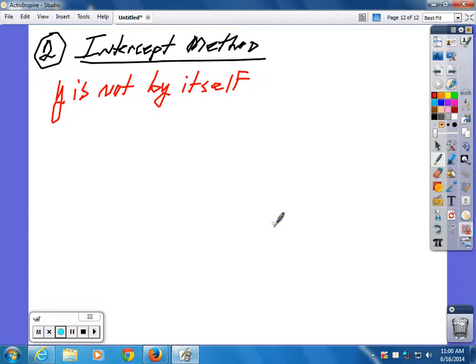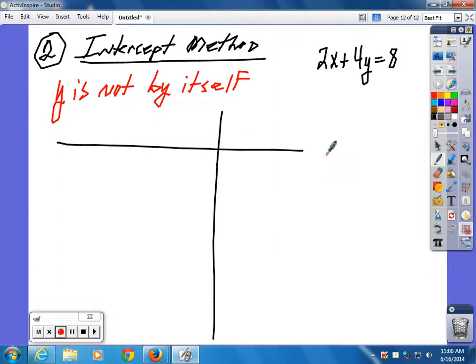What do you do first? Well, let's give you an example first. 2x plus 4y is equal to 8. All right, there's an example of a method 2. First thing you do is you draw a big table, big enough to put an equation on each side. All right?